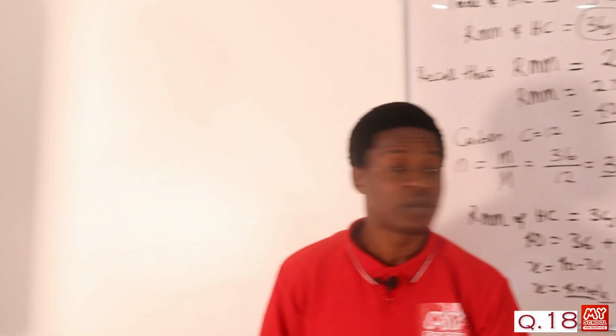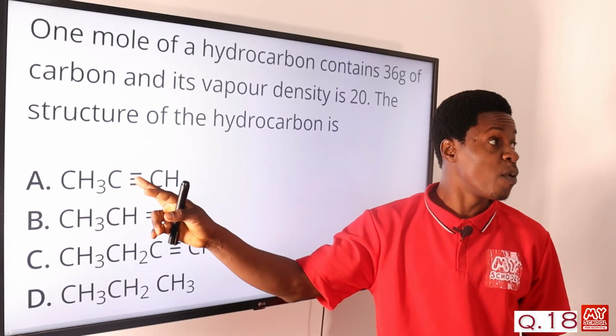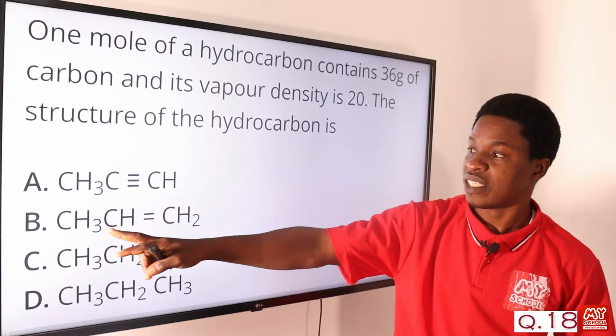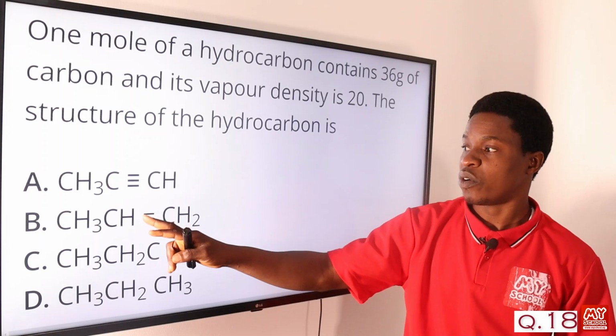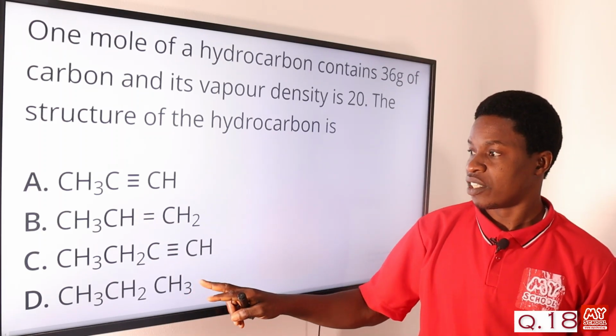So let's look at the options we have there. Option A says we have CH3, C, triple bond, CH. Yes, of course, that's what we had there. Option B says CH3, CH, CH. No, it is not a double bond. It is a triple bond. So this one is eliminated.